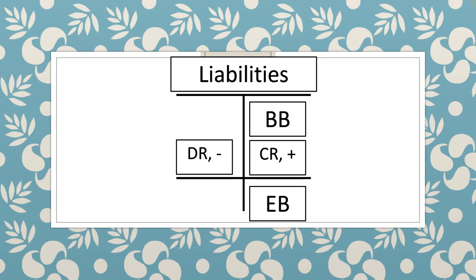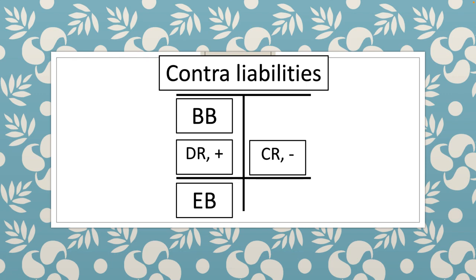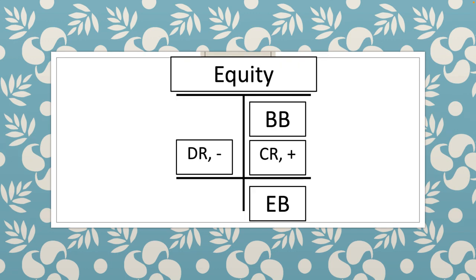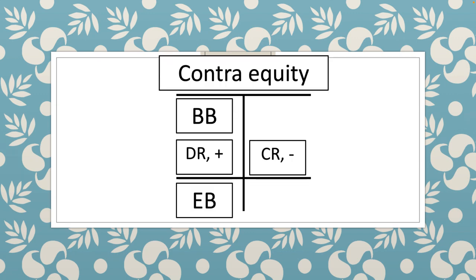Now, liabilities are the same way. Liabilities are on the right side of the accounting equation. So we would expect the balances to be on the right side or the credit side of the account. But there are contra liability accounts that look like this, right? Their balances are on the other side. Equity accounts are the same way. Equity accounts are on the right side of the accounting equation. So the balances are on the right or on the credit side of the account. But there are contra equity accounts where the balance is on the other side.